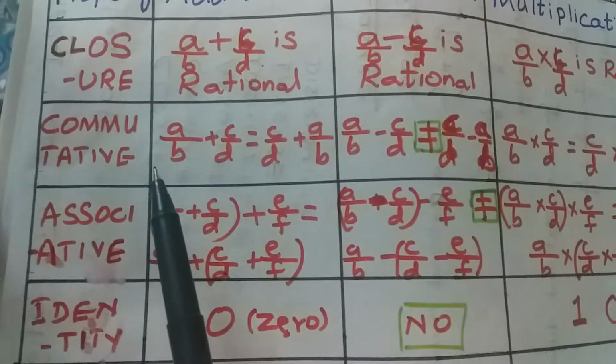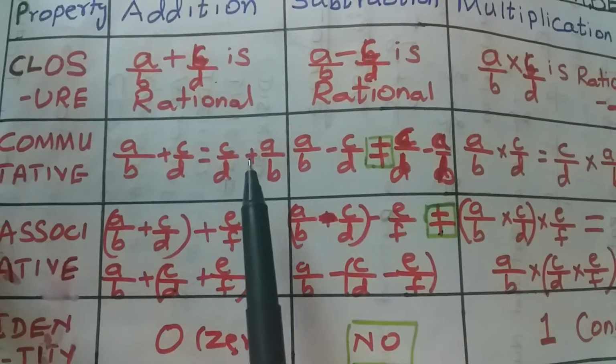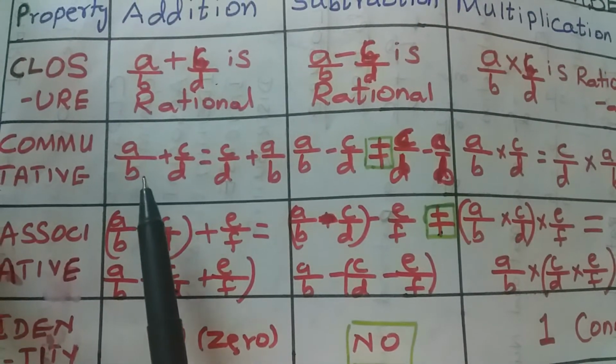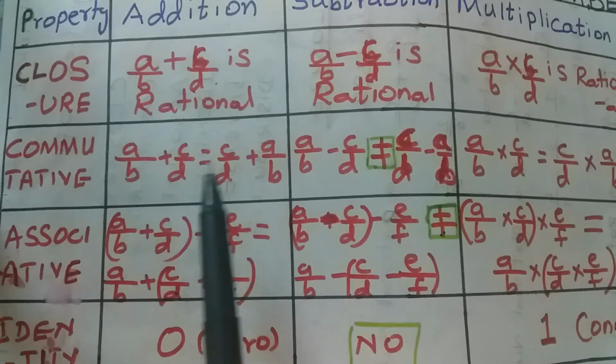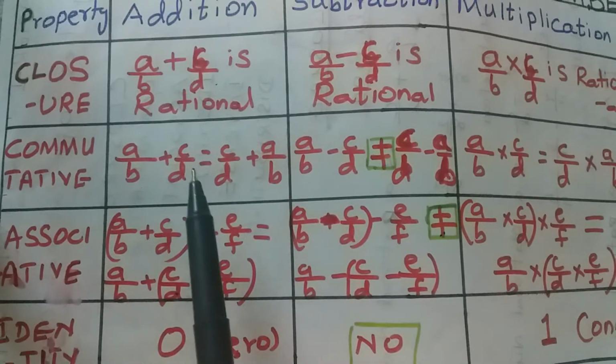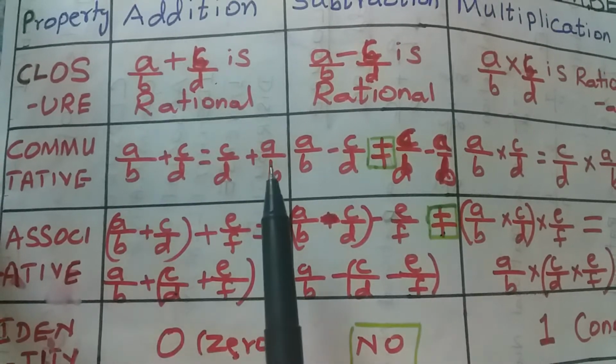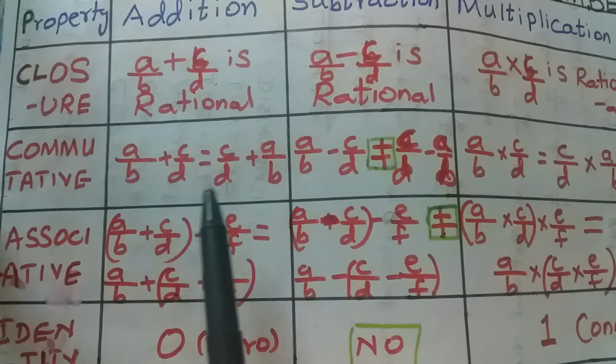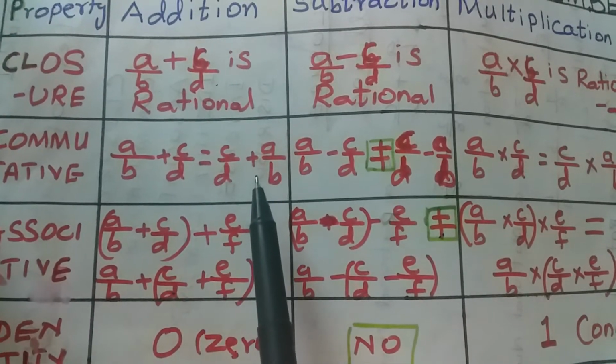And commutative, what is commutative? When you change the order and add. That is, A by B is one rational number, C by D is one rational number. What are we doing on the right hand side? The second number has become the first number and the first number has become the second number. Even if you change the order, the answer will not change.